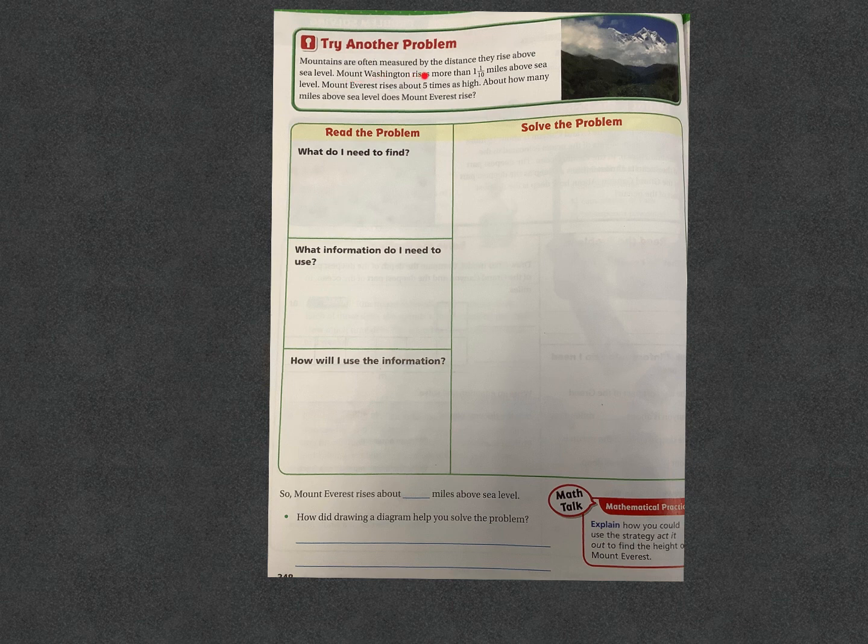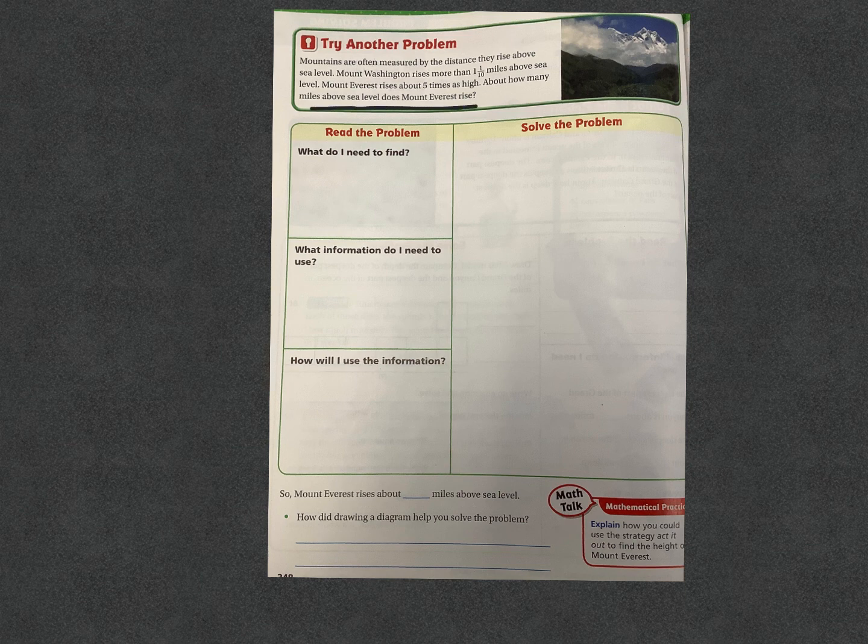Mountains are often measured by the distance they rise above sea level. Mount Washington rises more than 1 1/10 miles above sea level. Imagine trying to climb upwards 1 1/10 mile. Mount Everest rises about 5 times as high. Oh, I'm tired just thinking about it. About how many miles above sea level does Mount Everest rise?